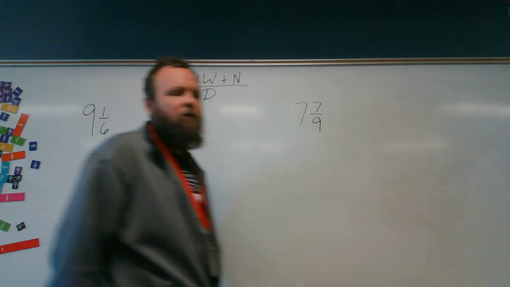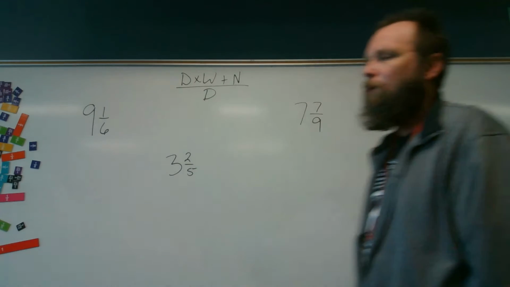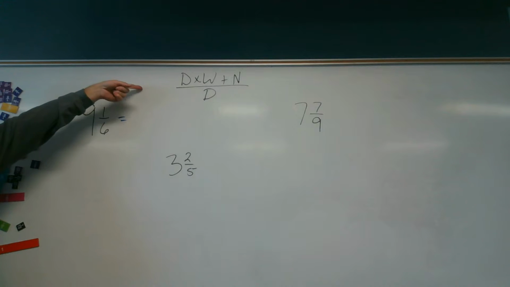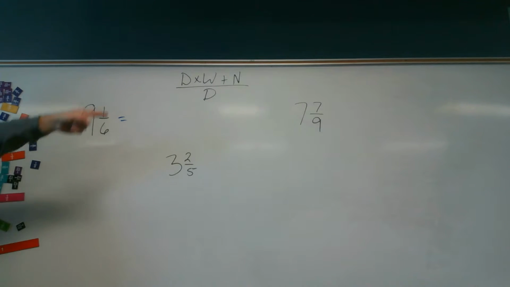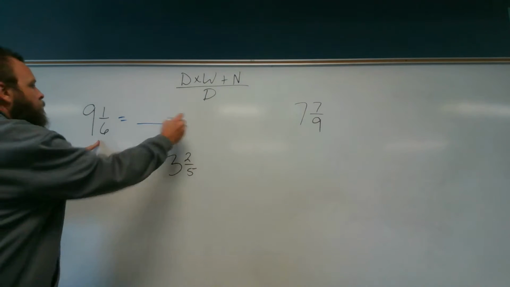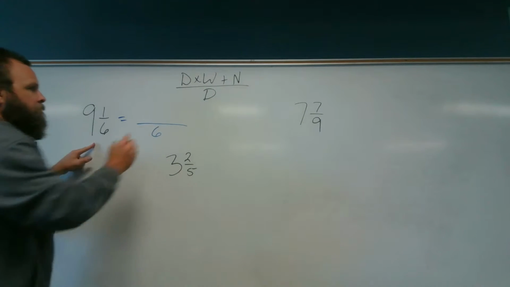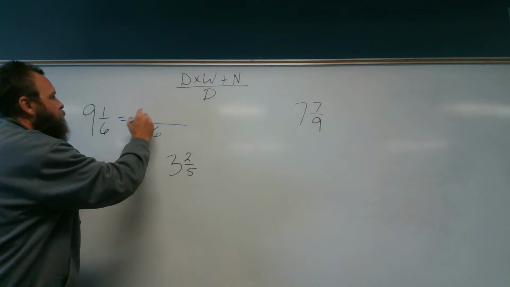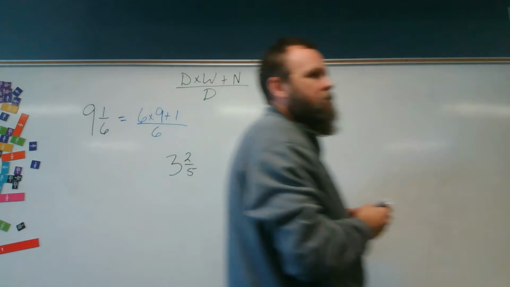This is really a fairly simple process if you just follow the steps each and every time. You have notes in your journal, and I put this up there and left it up there. D for denominator, W for whole number, N for numerator. So I'm making it a fraction. My denominator is going to stay the same. It says denominator times whole number, so 6 times 9. Then it says add the numerator plus 1.